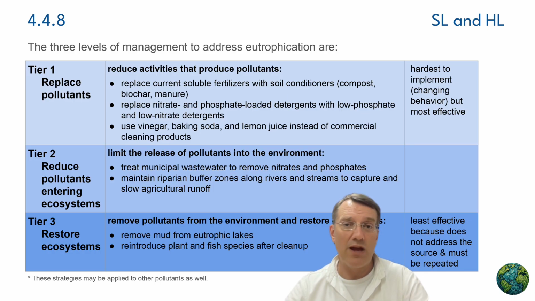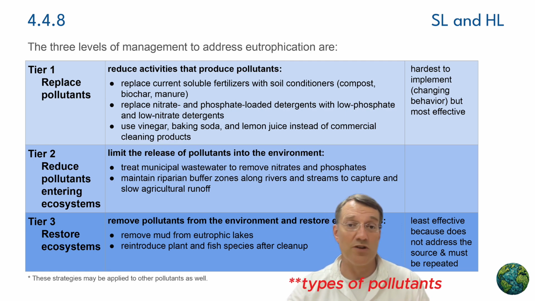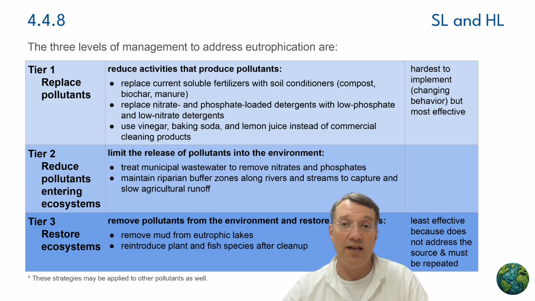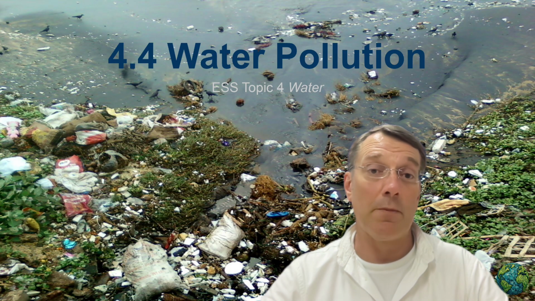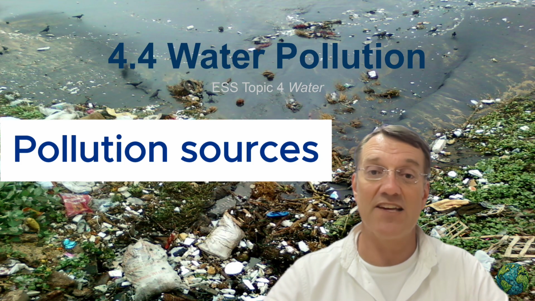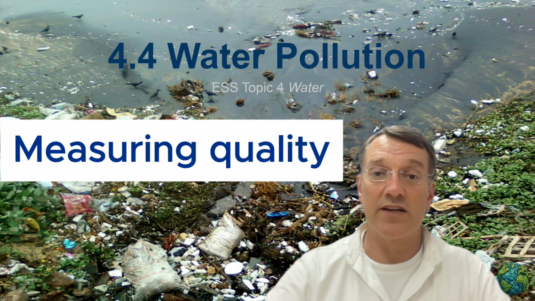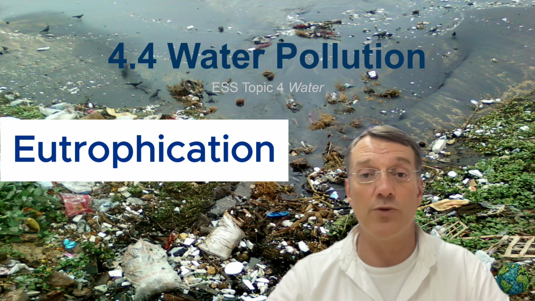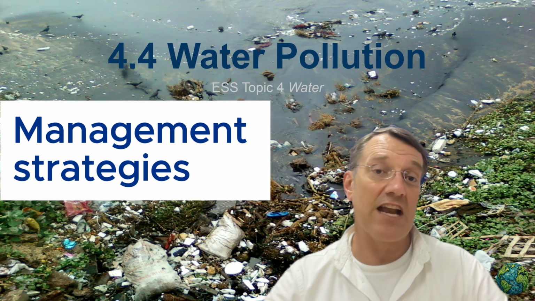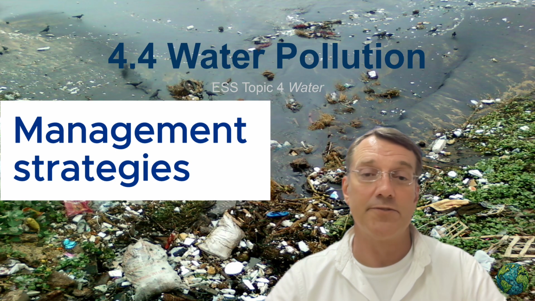This 3-tier framework applies not just to eutrophication, but to many other pollution management strategies. The principle remains the same. Prevention is better than cleanup. That's it for our exploration of topic 4.4, water pollution. We've examined major pollution sources from sewage to plastics. We've learned how to measure water quality using chemical and biological parameters. We've understood how eutrophication creates dead zones, and we've explored management strategies at 3 different levels.